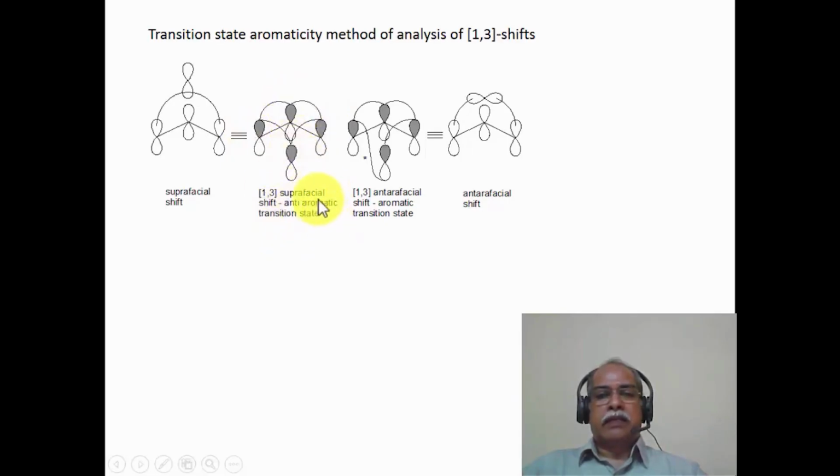So an anti-aromatic transition state in a suprafacial manner would be, for example, a 1,3 suprafacial shift, resulting in an anti-aromatic transition state. So it will be a forbidden process. On the other hand, if it is an antarafacial migration, that will be a four-electron Mobius kind of system. And such a Mobius transition state will be an allowed process because it would be an aromatic transition state. So the antarafacial shift is allowed under thermal condition, whereas the suprafacial shift is forbidden under the thermal condition.